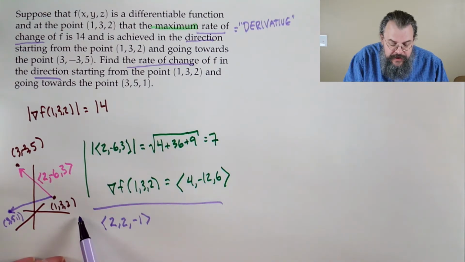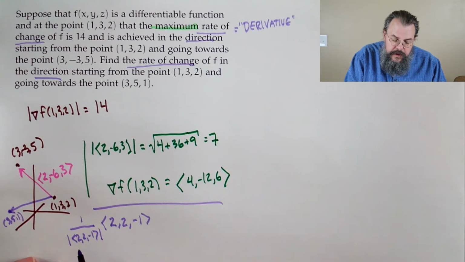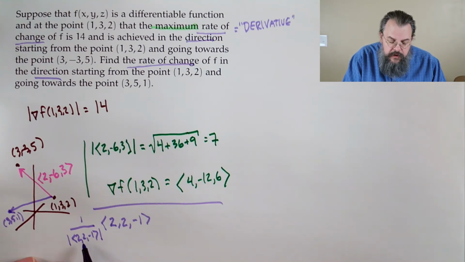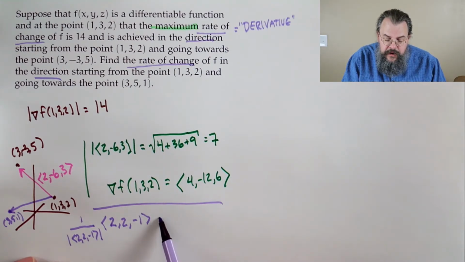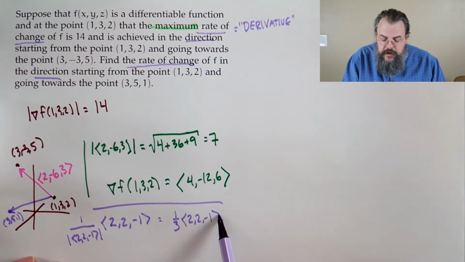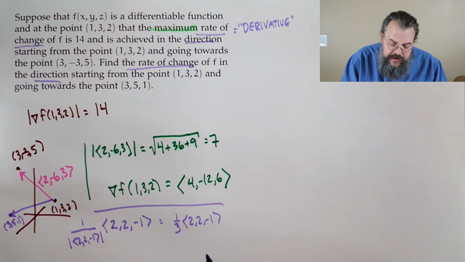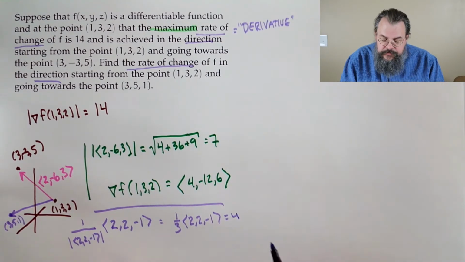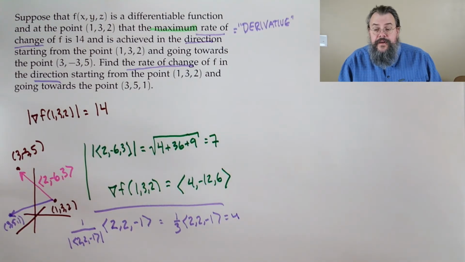So what we can do is divide by the magnitude of that vector. Well, this one, we might be able to do in our head. Squaring 4, 4, and 1 makes 9. Square root of 9 is 3. So this becomes 1/3, 2, 2, negative 1. So that is our unit vector. This is our u. Now we put it all together and we'll get our answer.